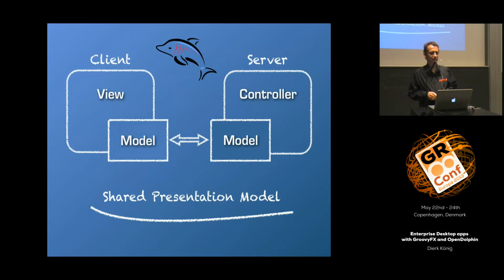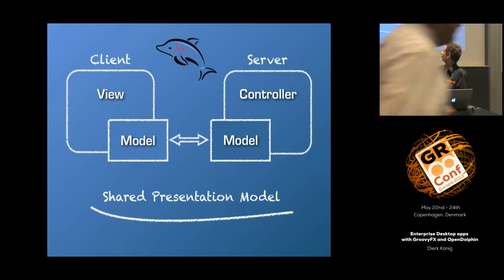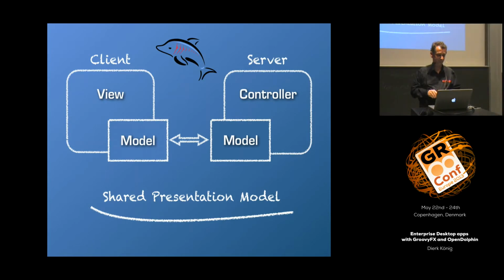So here's the main architectural overview, the architectural sketch. There are views and controllers, and they bind to a model, they read from a model and write to a model. And these models are automatically synchronized. Shared presentation model. The responsibility of the server is to say what should be visualized, and the responsibility of the client is how it should be visualized. And that's a very clear distinction.